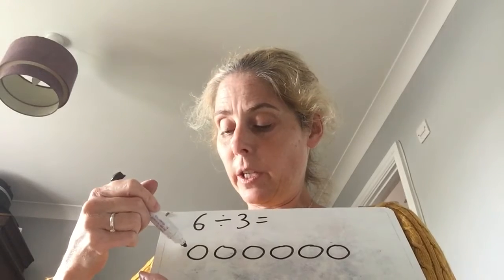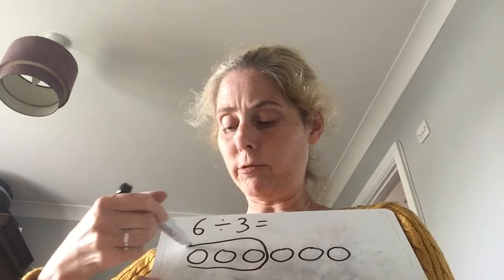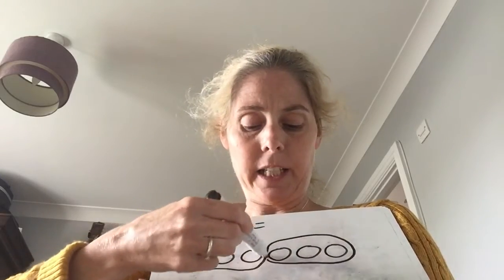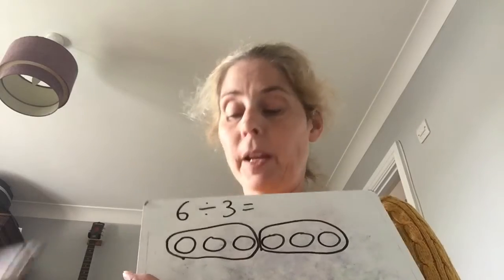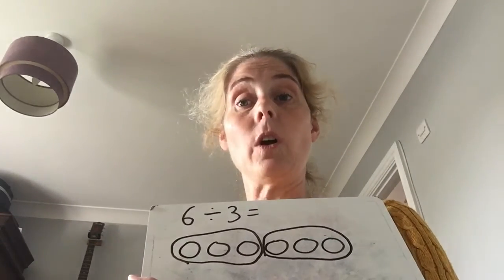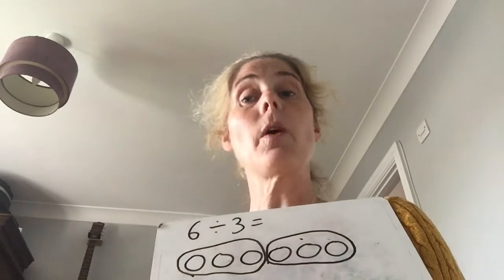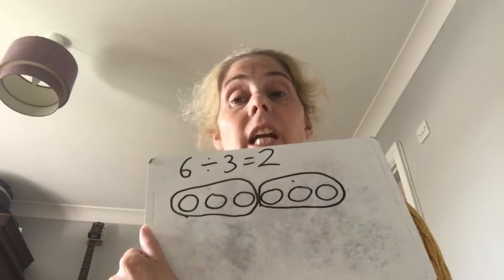So we're going to go, I've got 1, 2, 3. That is a group. Again, 1, 2, 3. That is a group. Then to find our answer, we look at how many groups we've got. So here we've got 1 group, here we've got 2 groups. So our answer is 2. So 6 divided by 3 equals 2.